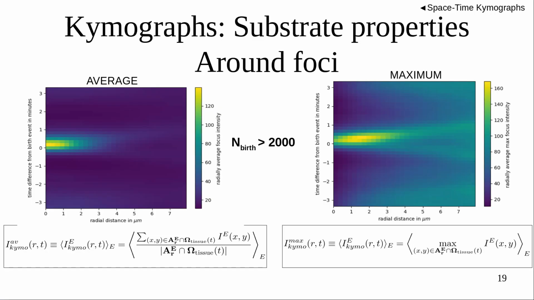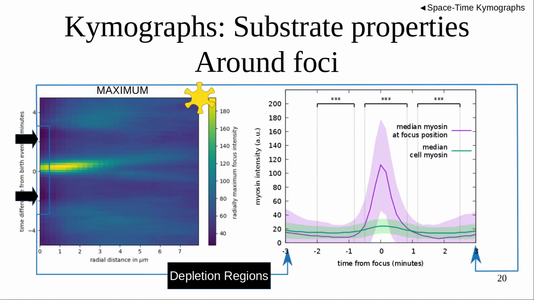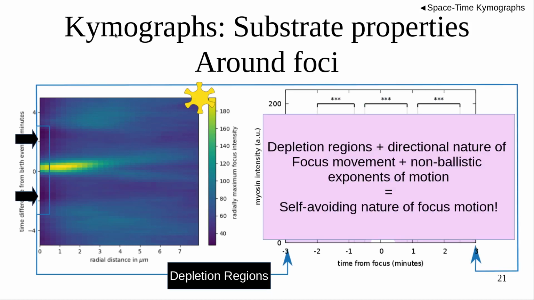And this is what that looks like on the amnioserosa, averaged over about 2000 real focus births. Taking the maximum, we notice the presence of these depletion regions local to the focus before and after focus presence. This, plus the directional nature of focus movement and the non-ballistic exponents of motion, tell us that the focus motion is self-avoiding. But we can go a step further.